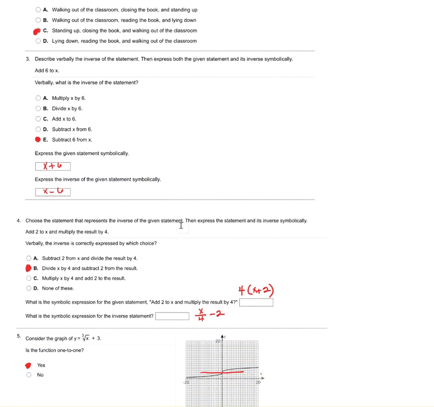Now we're asked to do the same thing here. Add 2 to x and multiply the result by 2. So what's the symbolic expression for the given one? That would be 2 parentheses x plus 2. What is the inverse? Well, we're going to divide x by 2, and we're going to subtract 2. So divide by 2 and subtract 2.